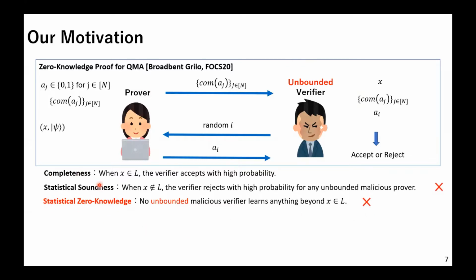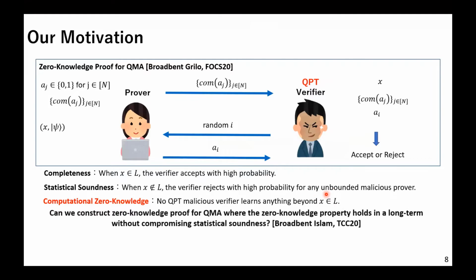So, if the protocol satisfies statistical soundness, the zero knowledge property must be a computational one, and thus a malicious verifier may obtain information beyond the fact that the instance X is a yes instance in the future. So our question is as follows. Can we construct zero-knowledge proof for QMA where the zero-knowledge property holds in the long term without compromising statistical soundness? Note that this question was originally posed by Broadbent and Islam in TCC 2020.